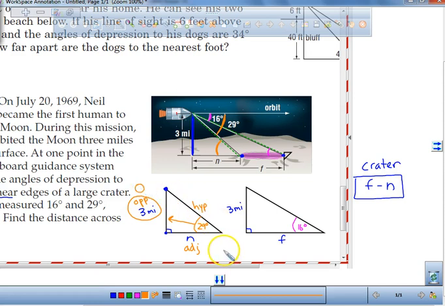And what am I trying to find? My adjacent side, so I'm going to put capital A right there. So you see the O and the A, and that's exactly what I want you to think. I want you to think, oh, that means I have to use tangent.